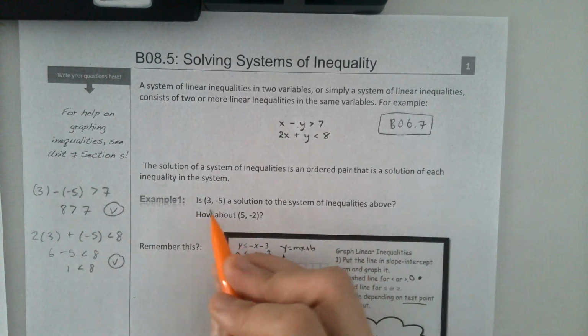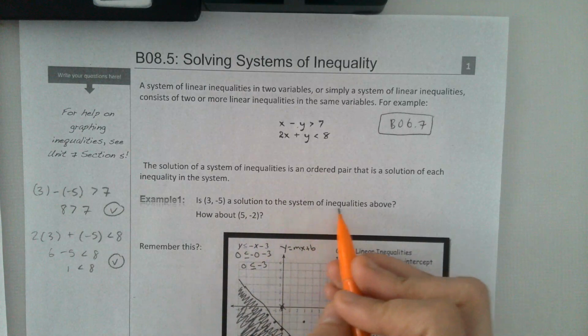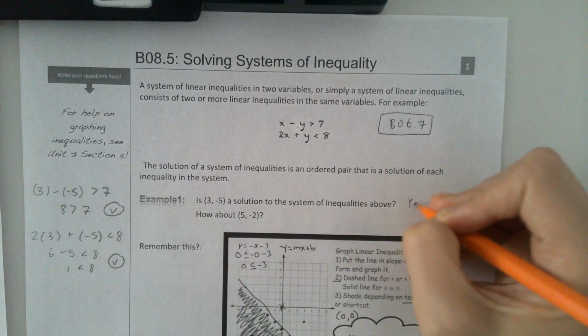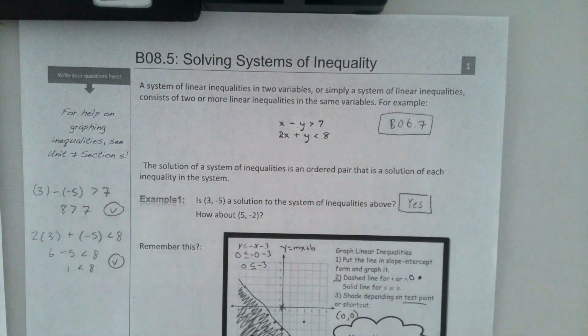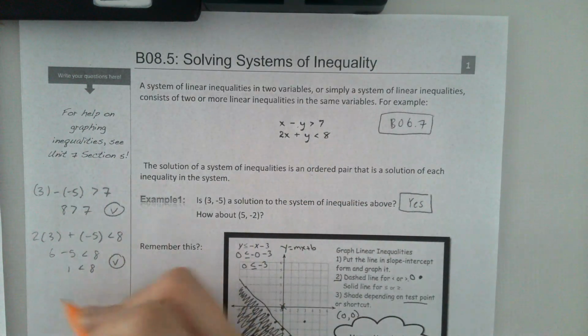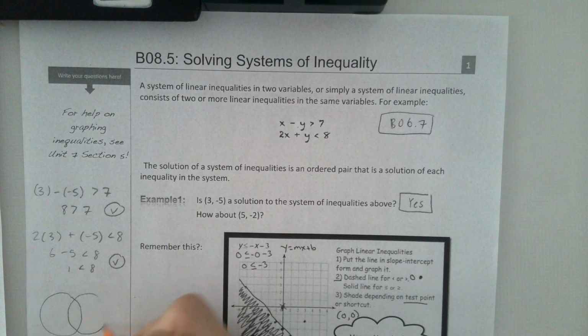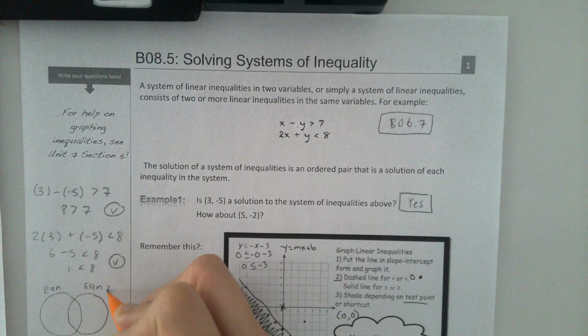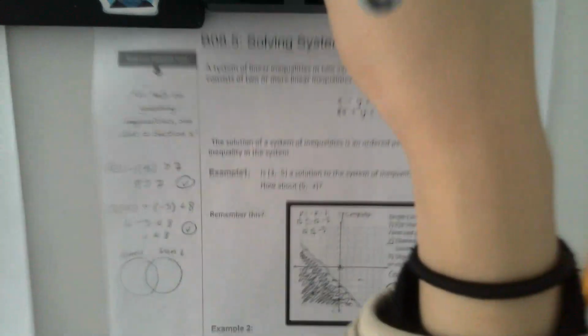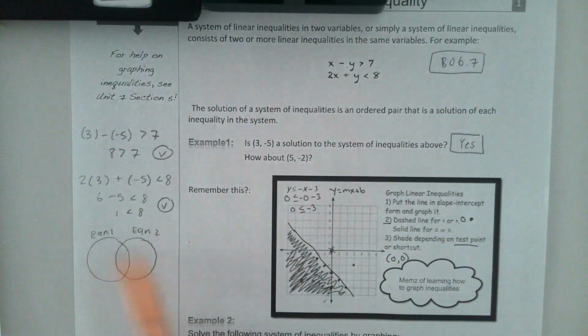So for is 3, -5 a solution to the system of inequalities above? The answer would be yes, because 3 and -5 work for both of these. You sort of want to think about it like a Venn diagram. This is equation 1 and this is equation 2. If the point that you choose works for 1 and 2, then it's a solution. So you want to have this common ground.